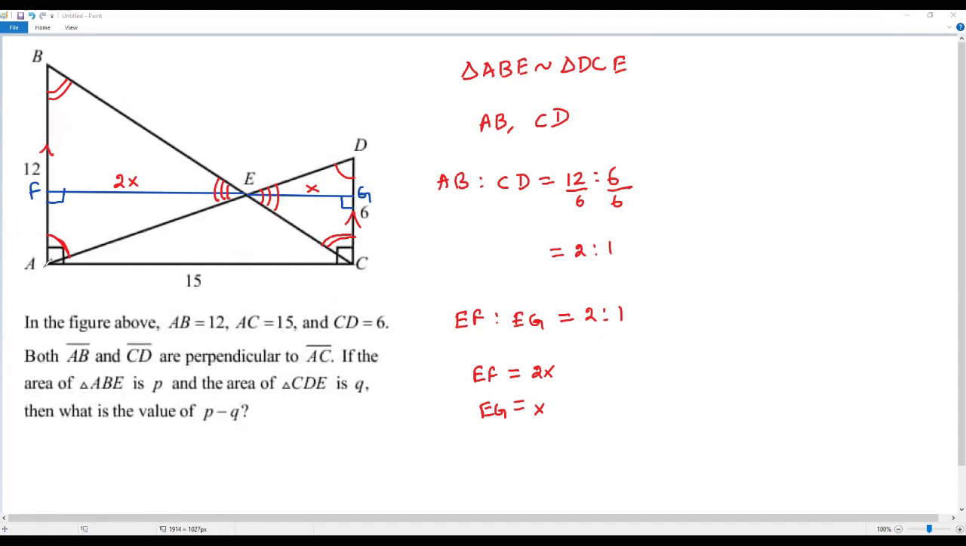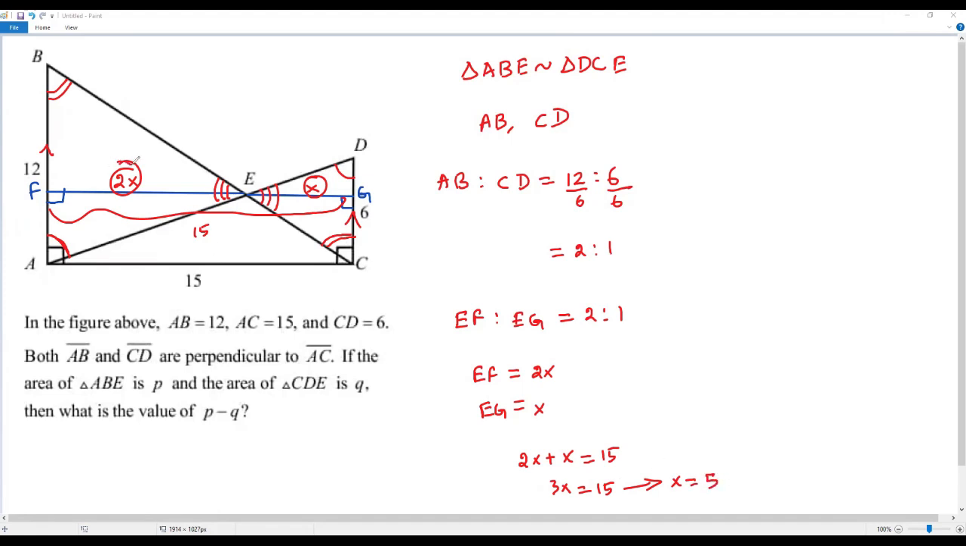And also we know that AFGC over here is a rectangle. In a rectangle, opposite sides are parallel and also equal. So since the length of this AC is 15, the length of this FG also must be 15. That is, when I add 2x and x, that is the length of EF and EG, it must be equal to 15. So clearly 2x plus x equals 15. Then 3x equals 15.